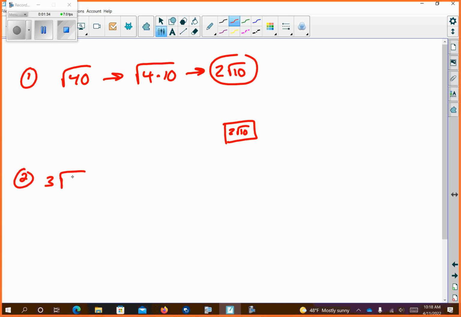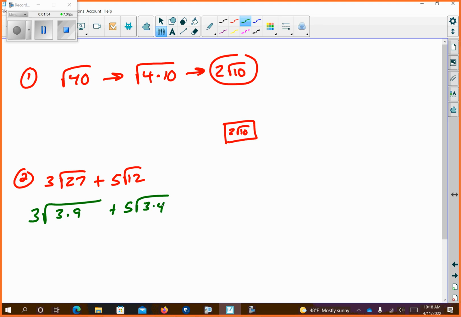So I get 3 root 27 plus 5 root 12. We have to break each one down individually. My friends, what does 27 break down to where one of them is a perfect square? 3 and 9. Very good. And then what does 12 break down to where one of them is a perfect square? 3 and 4, right? Or 4 and 3?